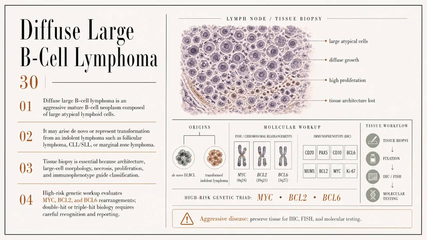In summary, DLBCL exemplifies the complexity of mature B-cell neoplasms, where morphology, immunophenotyping, and genetic studies converge to establish an accurate diagnosis and guide treatment. Mastery of histotechnology workflow, from specimen receipt through ancillary testing, is vital to support this multidisciplinary diagnostic process. With this foundation, we will next explore marginal zone lymphoma and lymphoplasmacytic lymphoma, entities that often share overlapping features with DLBCL but differ significantly in their clinical behavior and molecular profiles.